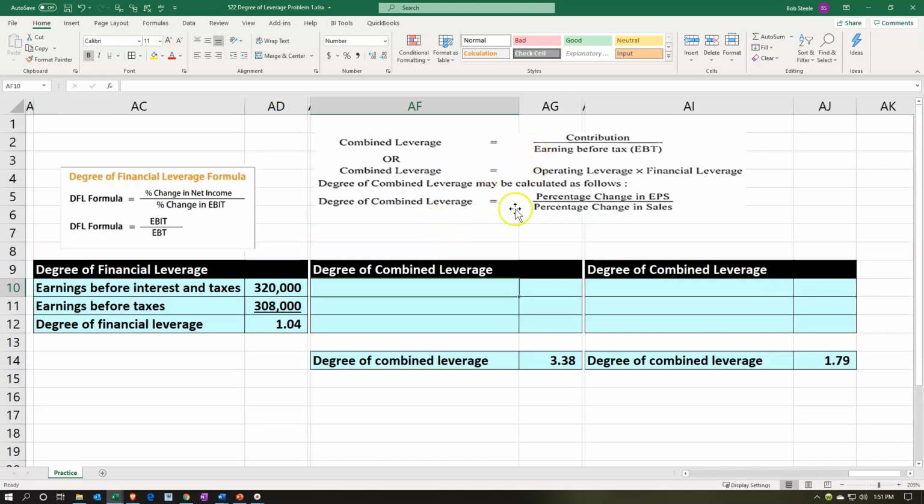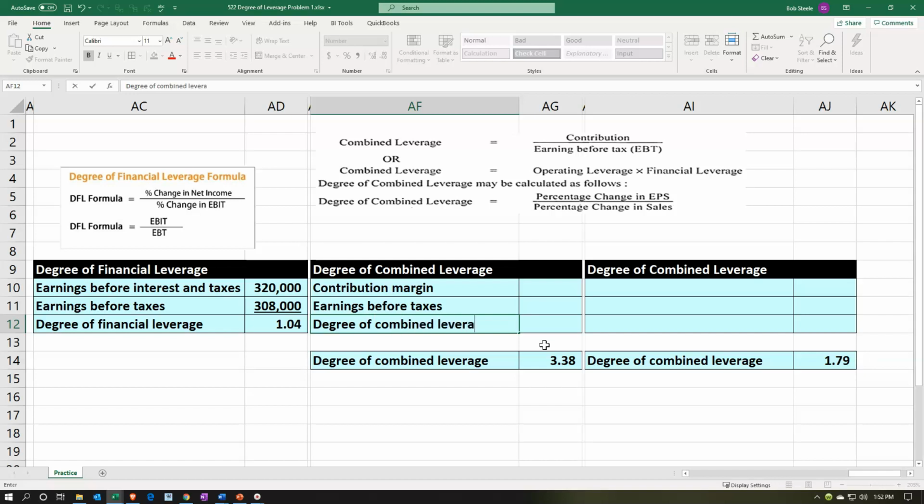So then we can also calculate this in this format. We can take the contribution margin divided by the earnings before taxes. I'm going to try to do this without actually hiding any cells. So we're going to say contribution margin and then earnings before taxes. That's going to give us the degree of combined leverage. Now I'm going to pull these from the income statement, but I want to make sure I'm pulling it from the first income statement because there's 2 of them.